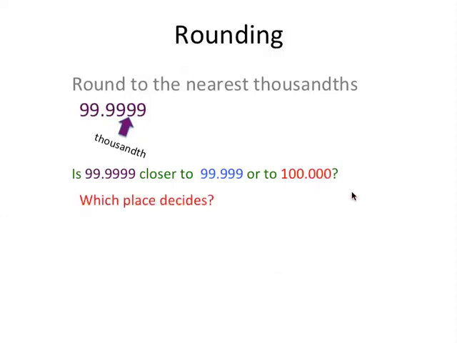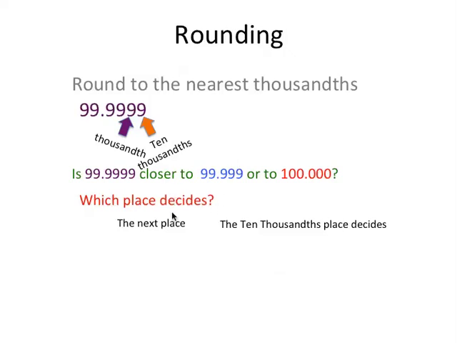Which place decides? We're rounding to the nearest thousandth, so the next one over, which is the 10,000ths place, decides. And once again, if it's 5 or higher, we round up. If it's 4 or lower, we round down. In this case, it's a 9, so we're rounding up. So this 9 tells this 9 to become a 10, and we carry the 1 onto this one, and onto this one, until we get to here, and it becomes 100.